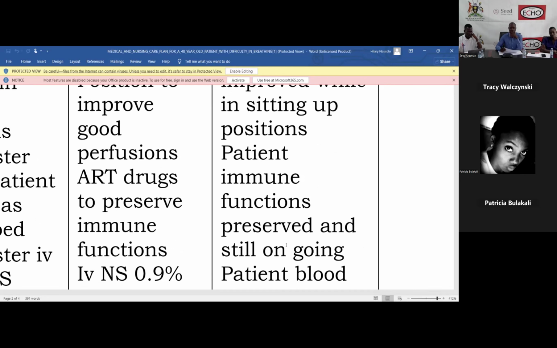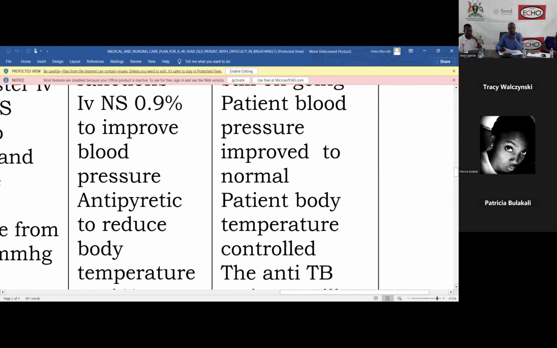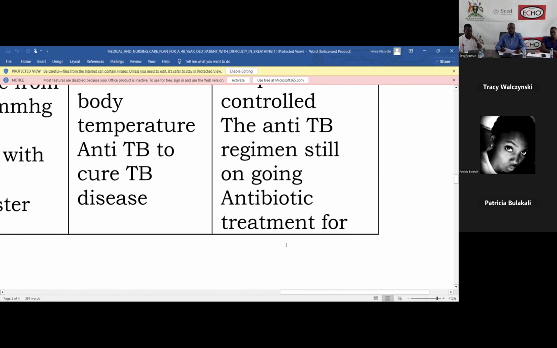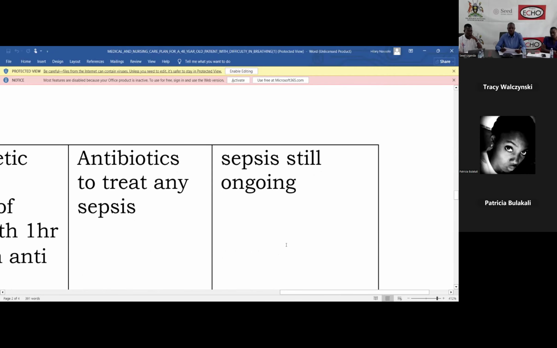Patient immune functions preserved, which is still ongoing. Next. Which is ongoing. Then we have improved normal body temperatures, which is controlled. We've seen that the TB regimen, which we administered, is still ongoing. And then the antibiotic treatment for sepsis as well is still ongoing.